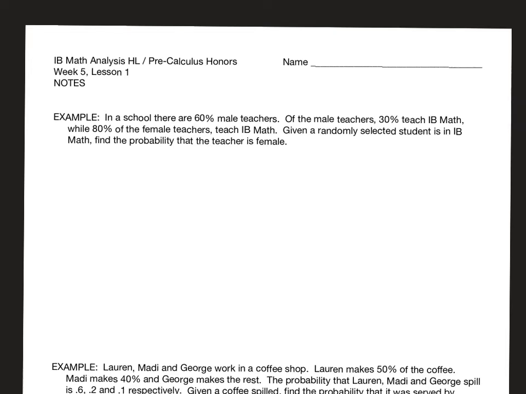Week 5, Lesson 1. Okay, so I'm going to let you read that example. We're going to organize this information into a tree diagram. So the first thing that I'm noticing is that there are 60% male. So if this is 60%, then the number of female teachers must be 40%.